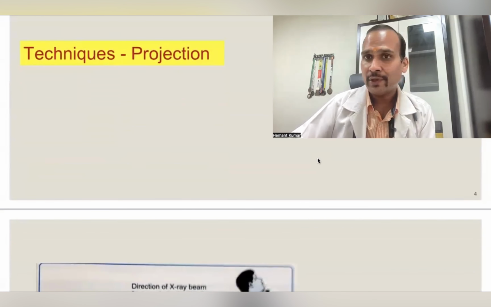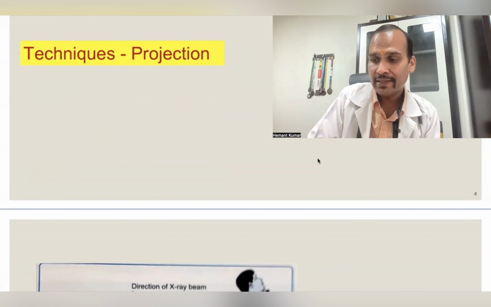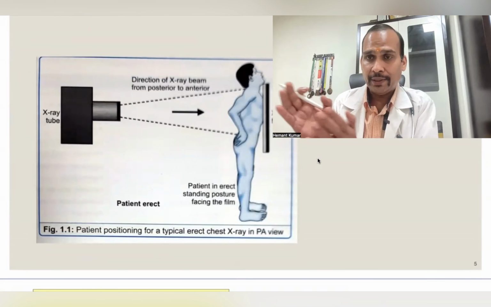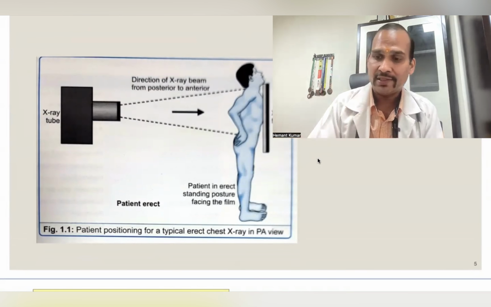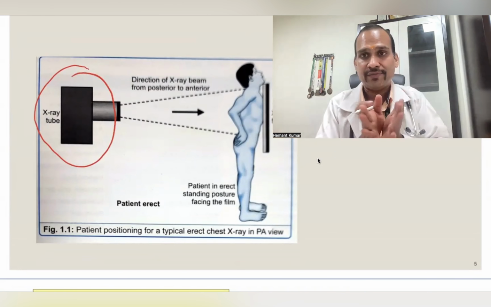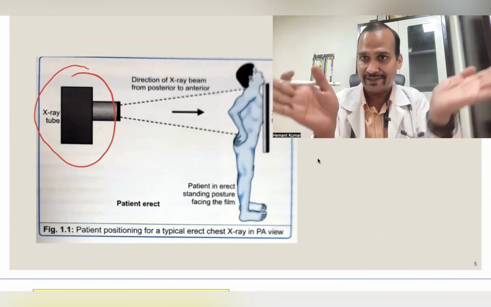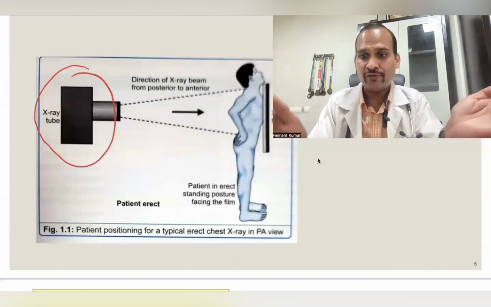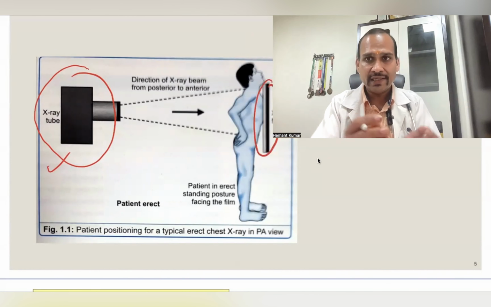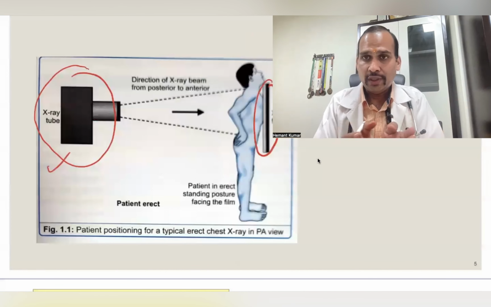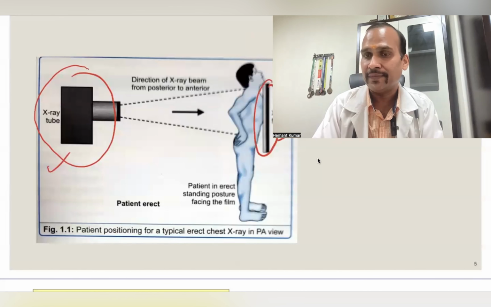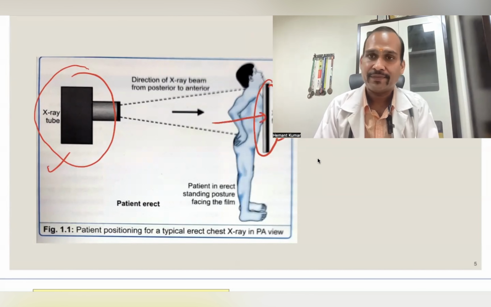So now let's discuss technique and projection, how to take X-ray, all these things. In an X-ray room, there are two things. One is the X-ray tube, from which radiation comes out. Radiation means rays, like light rays. So radiation rays are coming out from the X-ray tube. Another thing is the X-ray film, which is like a plate. So X-ray comes out from the X-ray tube and hits the X-ray film by penetrating the body.